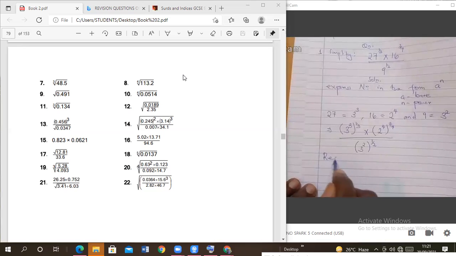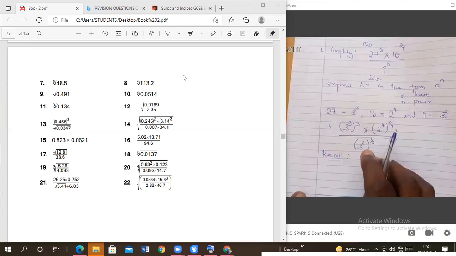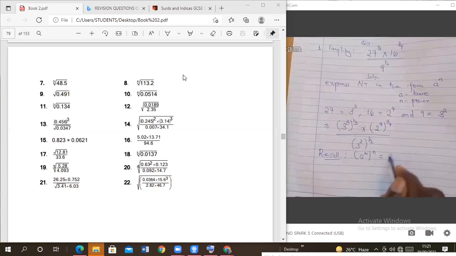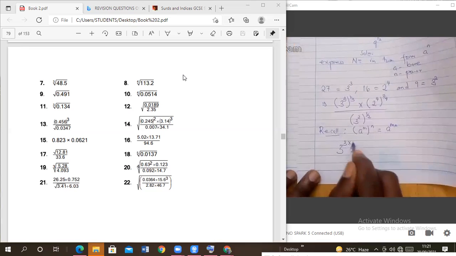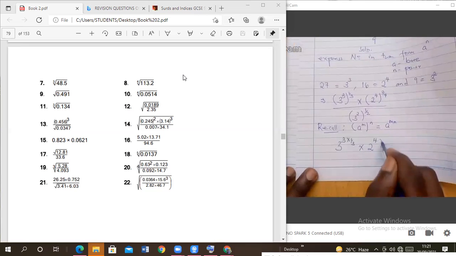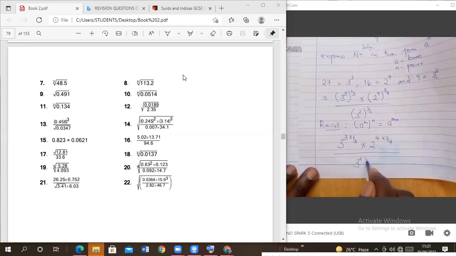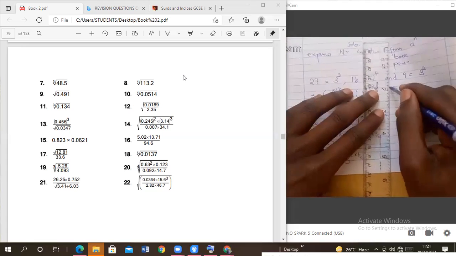Members, which law should we remember from here? If you recall, if a number is raised to another power, we multiply the powers. If I have a to the power m, again raised to the power n, this is the same as a to the power mn. That's the law we are going to apply there. So I'll have 3 to the power 3 times a third, times 2 to the power 4 times 3 over 4, over 3 squared times a half. Have you seen that? Yes.